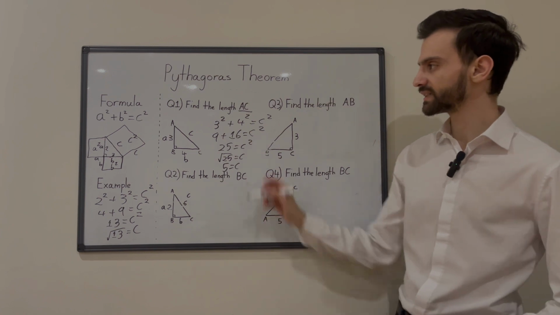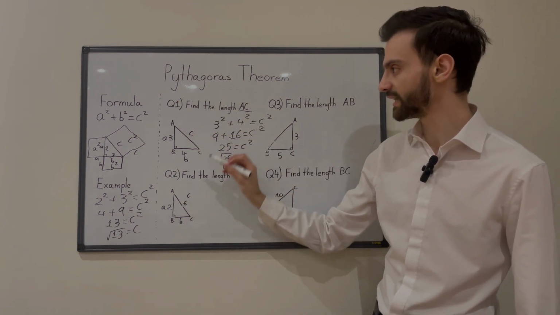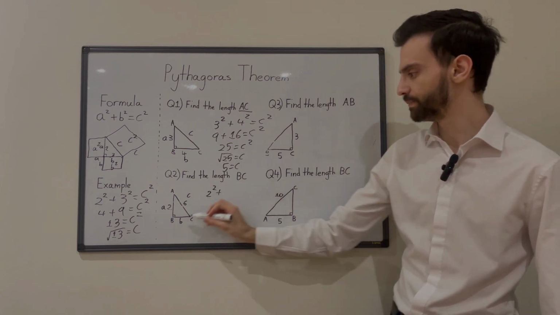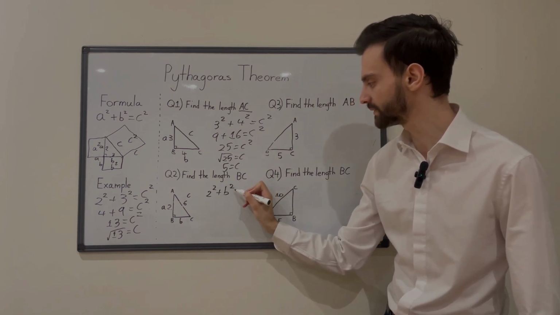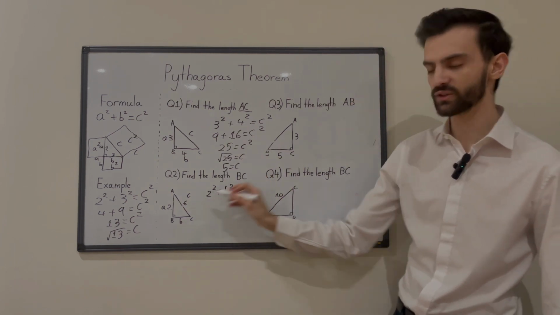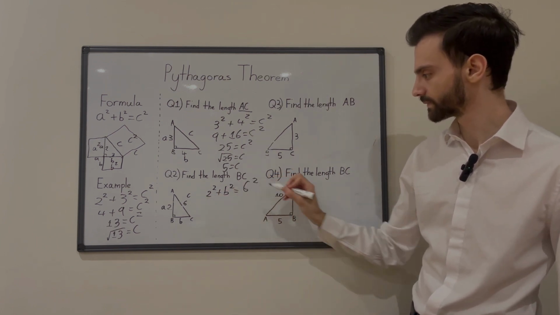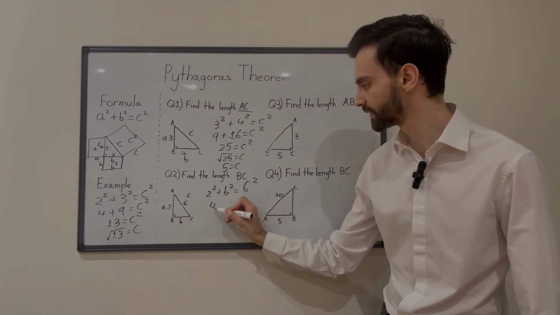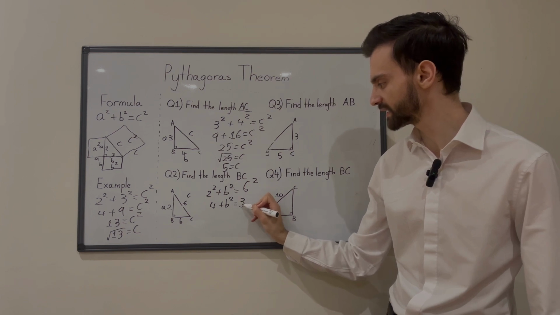Let's substitute this into the equation. We have 2, which is our A, so 2 squared, plus B, which I don't know, so I'm going to leave it like that, B squared, is equal to, finishing off this equation, 6 squared. Simplify this underneath. We have 2 squared, which is 4, plus B squared, and it's equal to 36.